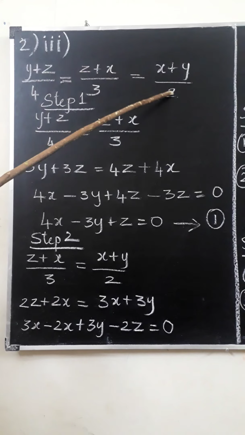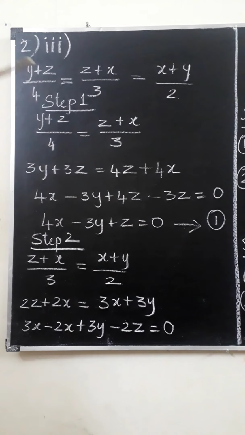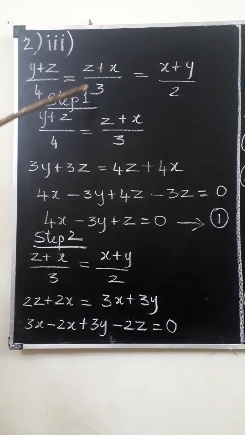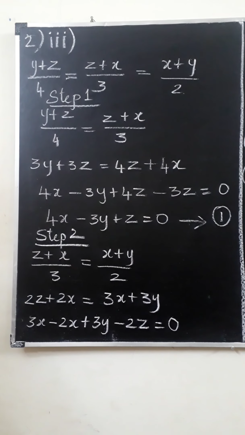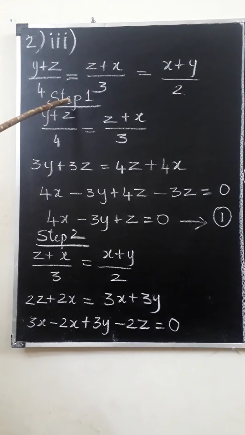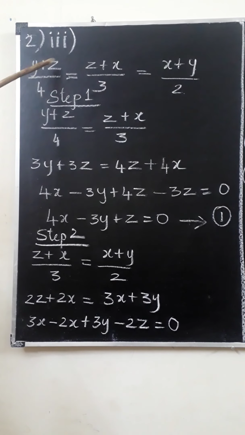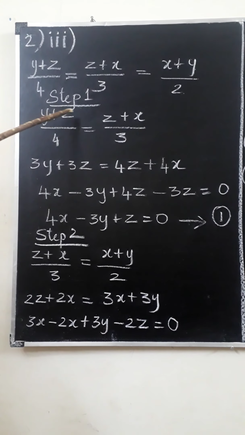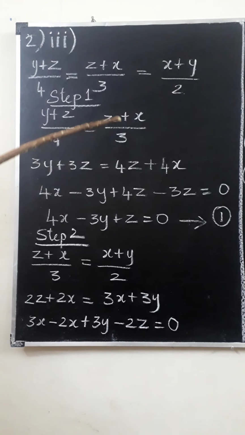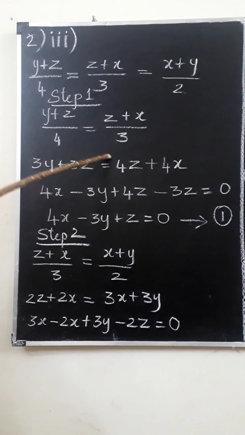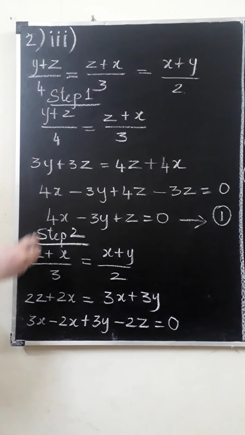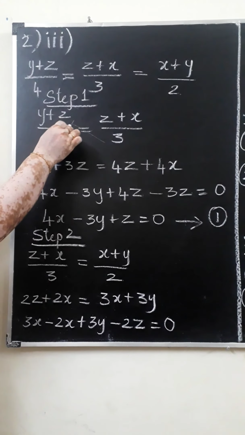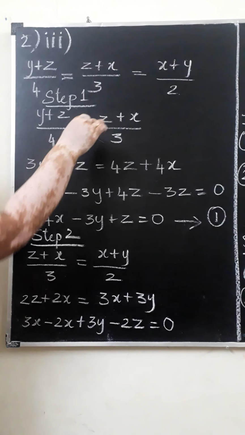From this we have to frame 2 equations. By taking the first 2, we have to frame the first equation. By taking the second and third, we have to frame the second equation. So in step 1, take the first and second. y plus z by 4 is equal to z plus x by 3. Then cross multiply that, you know what is cross multiplication. This should be multiplied by 3 and this should be multiplied by 4.